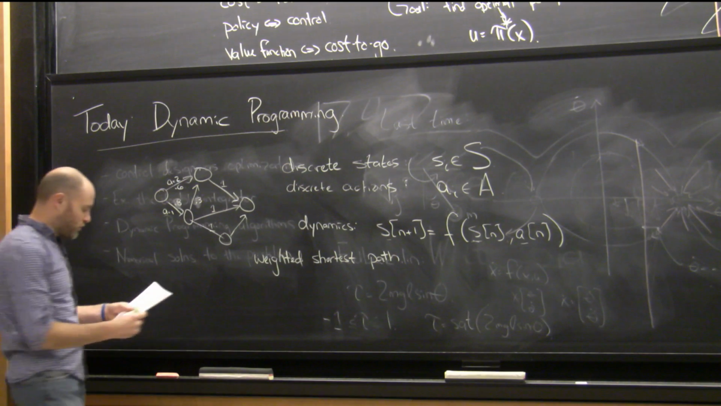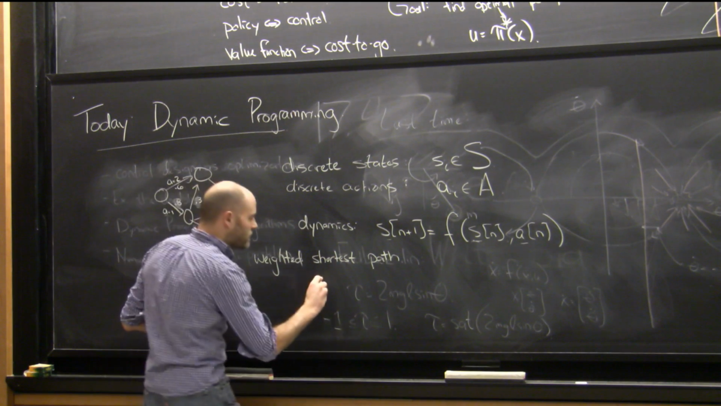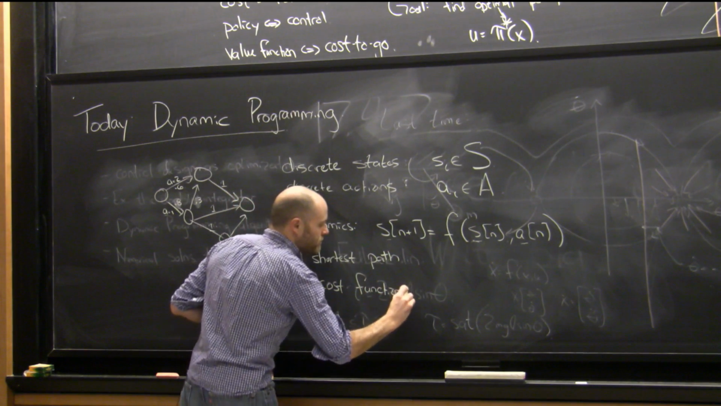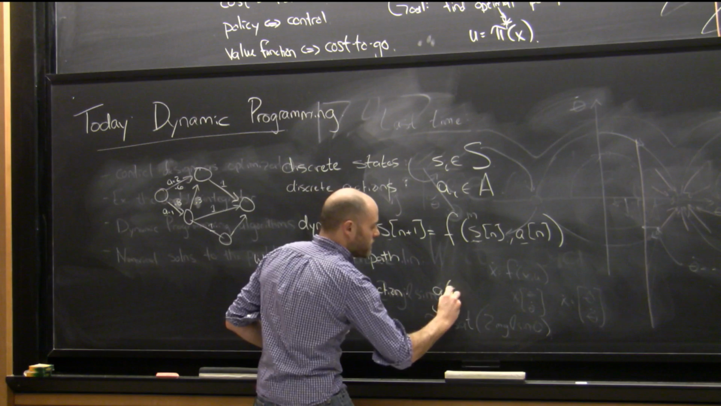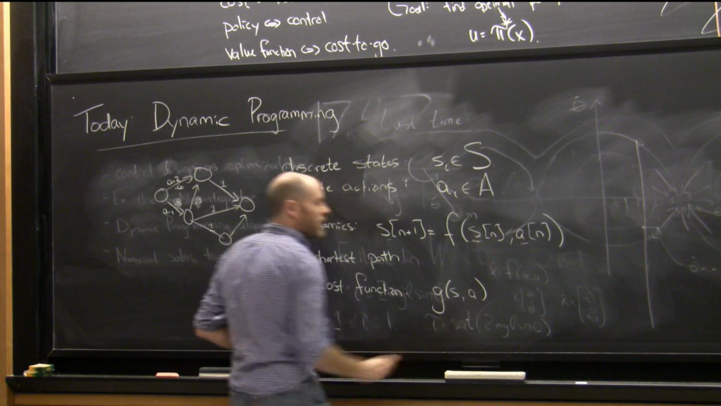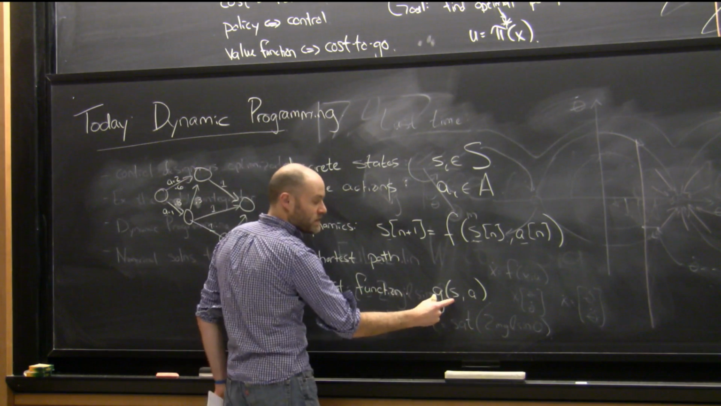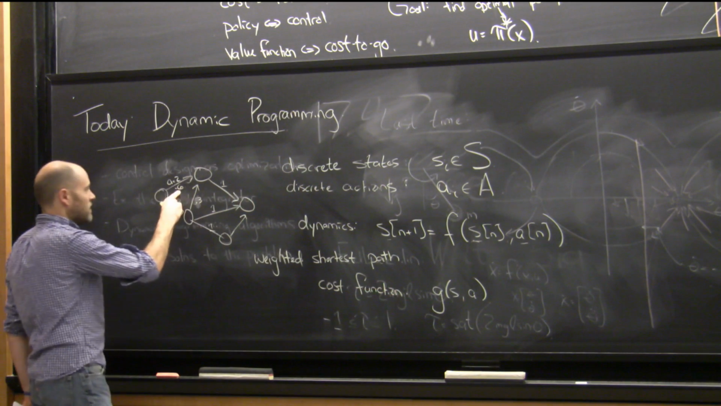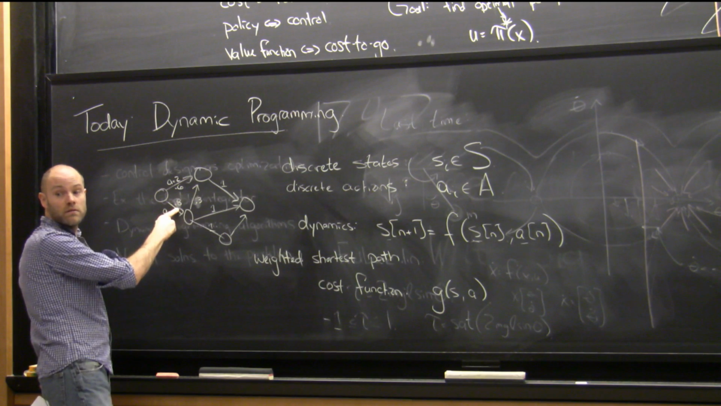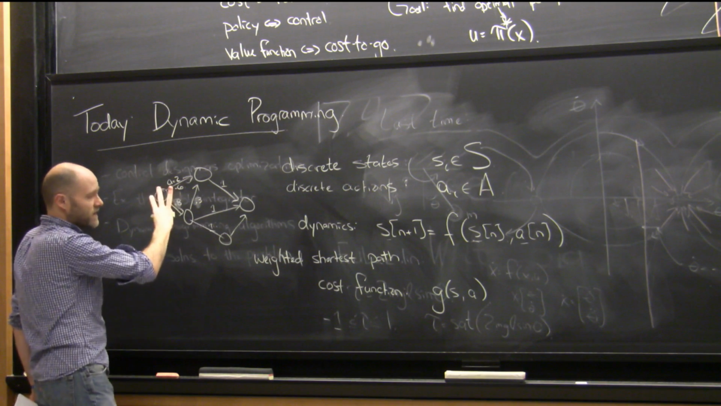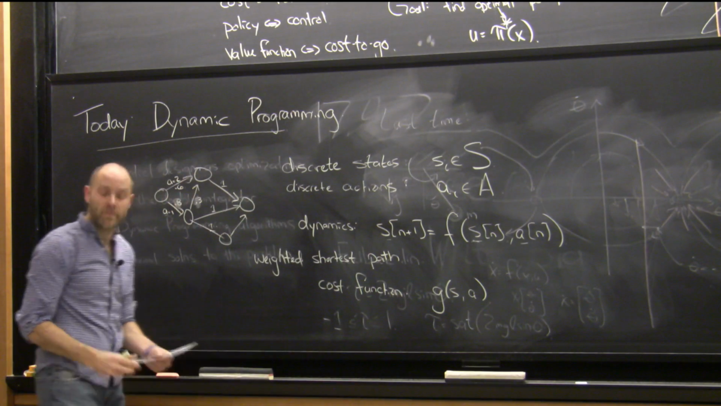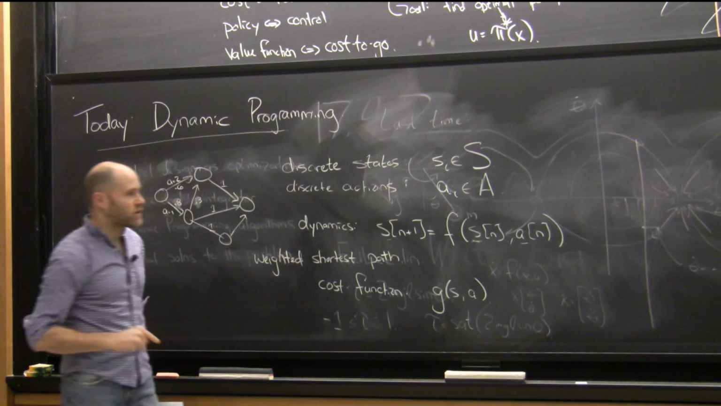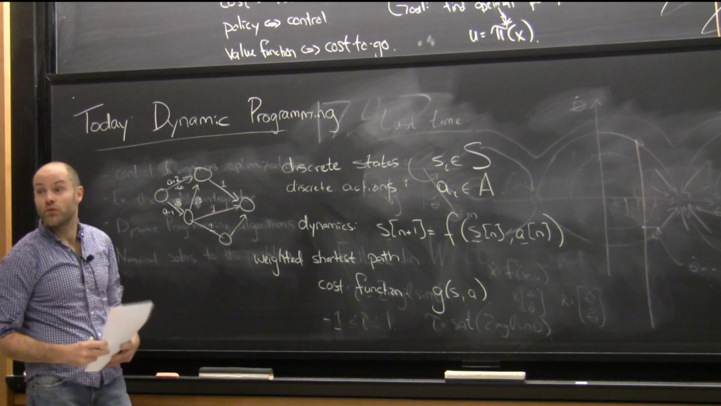And the notation I want to use for those weights is a cost function, which I'll write as g of s, a. It's the cost incurred from being in state s and taking action a. And it's just the labels of the weights that I put here. So I can perfectly take that and write it down as a function g of s, a. That's magical in terms of possible cost functions that I could write.